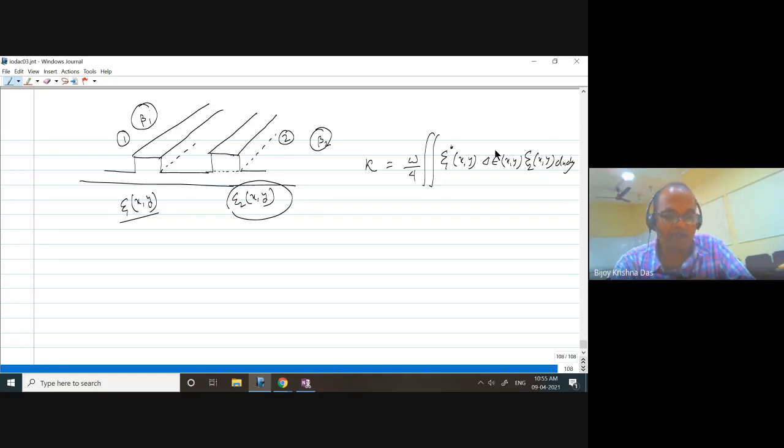So now if I ask you, you have calculated this one from your mode solver. Now can you calculate this one? Obviously you can calculate, because you know E1 xy. If it is complex, that's E1 star, otherwise real value. E2 xy you can put, but how to get delta epsilon xy?